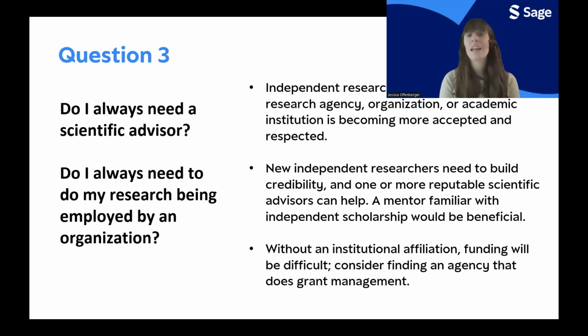If you are going to explore this path post-graduation, so if you're a student listening in today, having a mentor or someone to guide you that's familiar with independent scholarship would be beneficial because without an institutional affiliation, funding can be challenging, and you might have to find an agency that does grant management. So these are all things to take into consideration, and you, as faculty or mentors, when you're helping your students move on to those next steps in their career, it's important to keep that in mind. We do also have a webinar coming up in July on conducting independent research. All right, next.